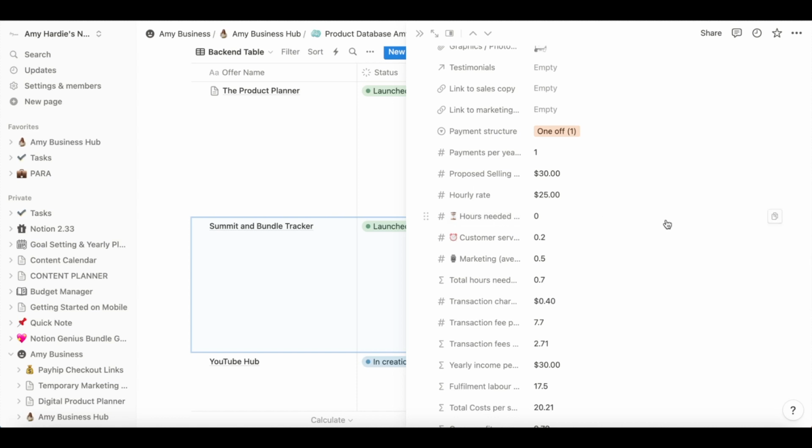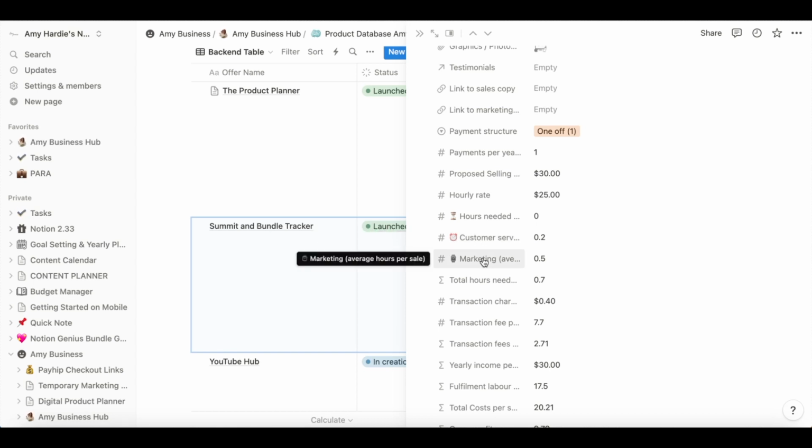So then we have, with Notion, you need to hover over these labels to see the full text. You can't click and drag, which is really annoying. So we've got hours needed to fulfill, and once this product's made, I don't need any time to fulfill it. And then I've got customer service, average hours per sale. So this is kind of more guesswork, but I've put maybe 10 minutes, 0.2 is a kind of guess, because whenever anyone buys any of my courses or templates, they get added to my client community. So if they ask questions in there, that's time. If they have problems accessing the product in the first place, that's time. So that's allowing for that per customer.